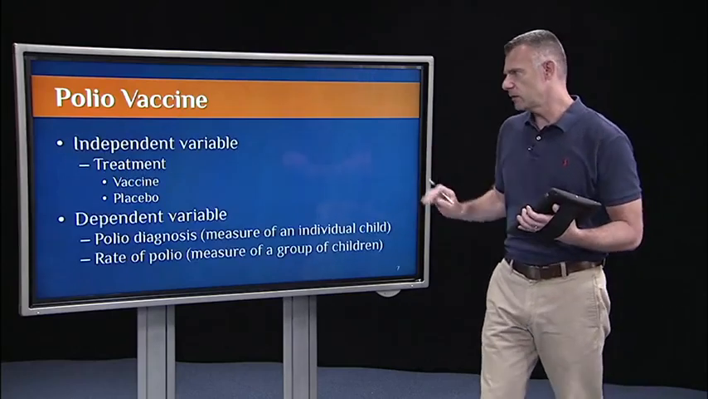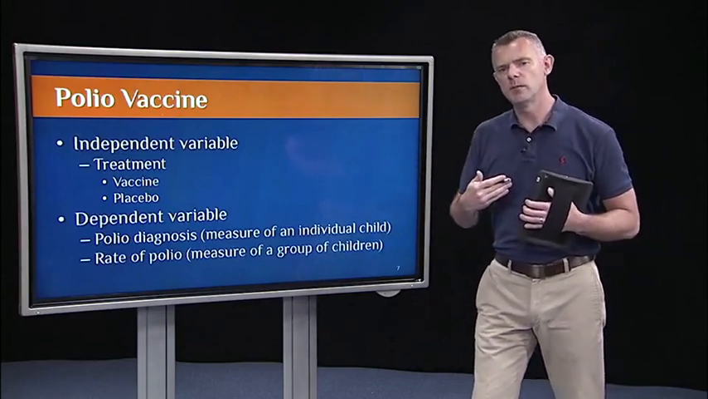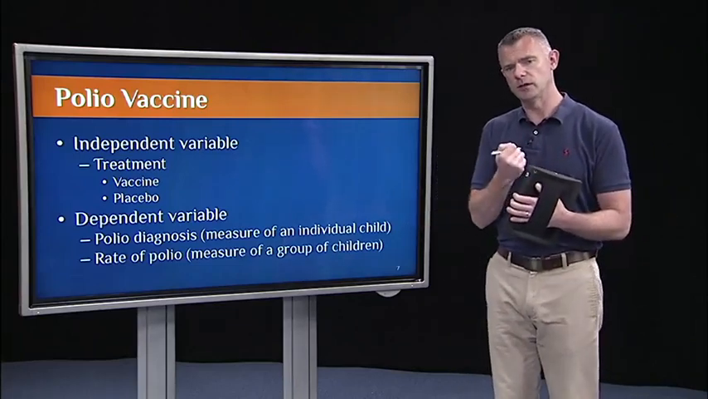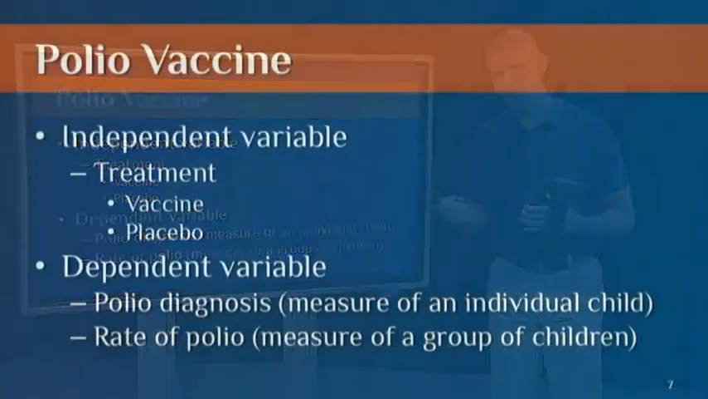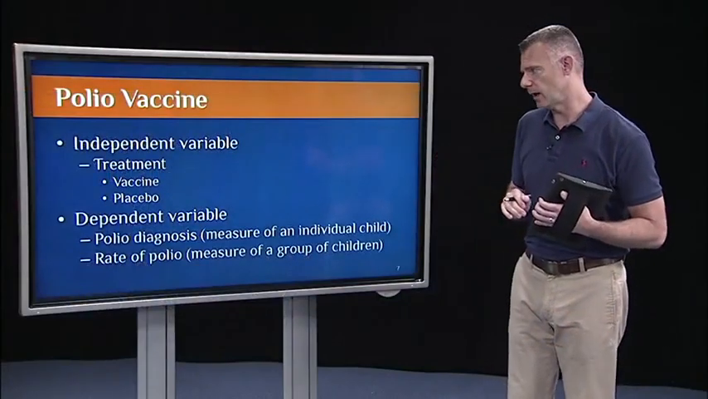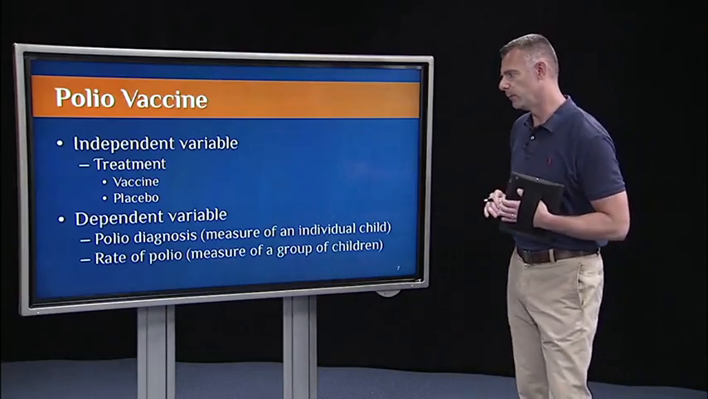So in this experiment, the independent variable, or what some people might call the treatment, is what the child actually receives. Some children received the actual live polio vaccine, and other children received a placebo. So they got an injection, but it contained no live polio vaccine, it was just a placebo.